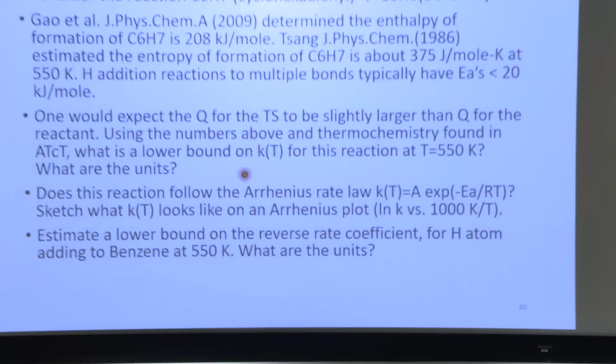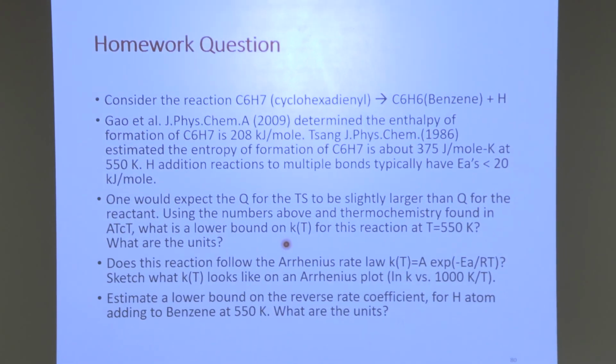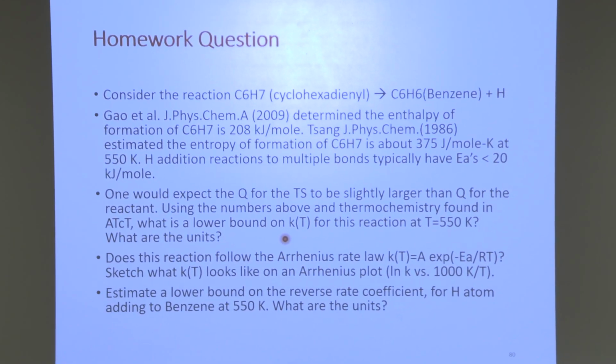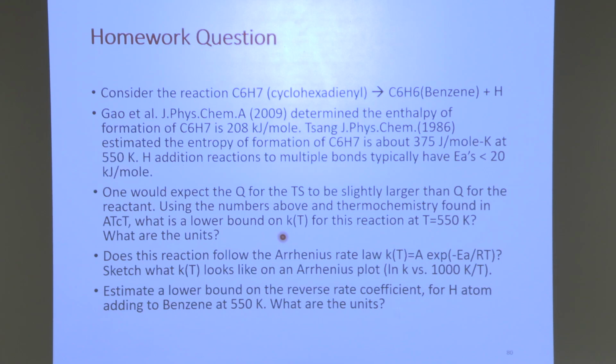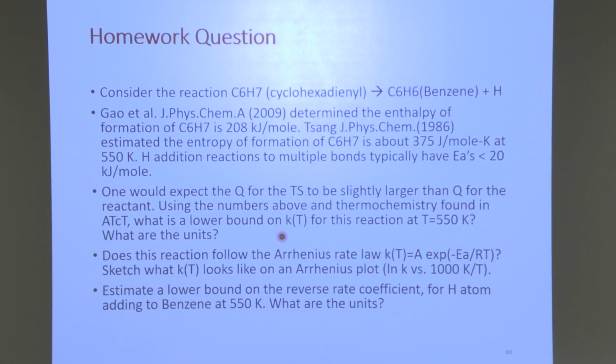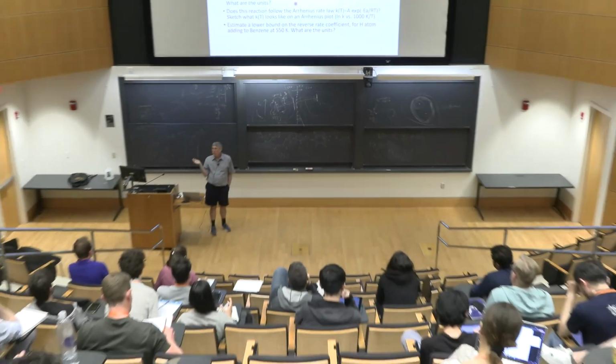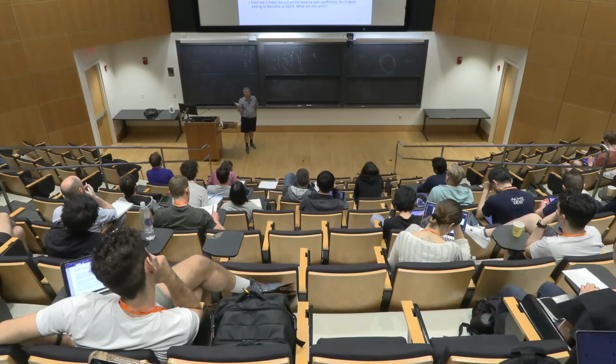So can you figure out a lower bound on K of T? Can you think of, just from this information that you have, some lower bound on what the rate coefficient could be? This kind of calculation is super important to understand if something's reasonable.